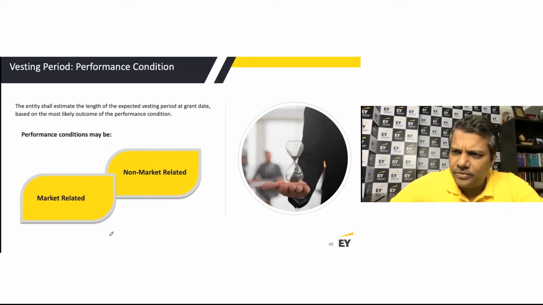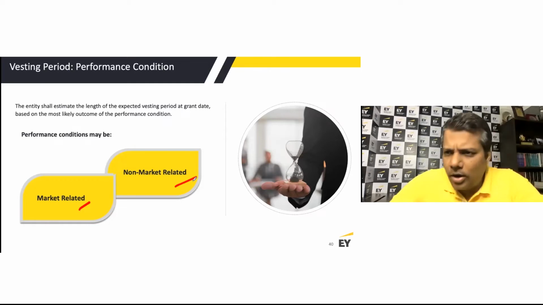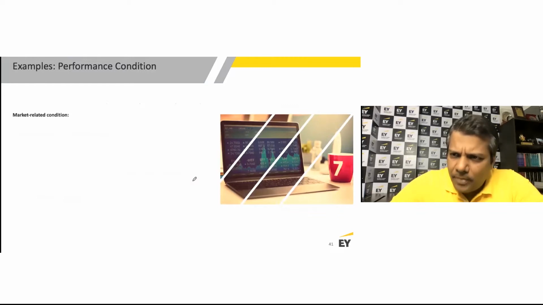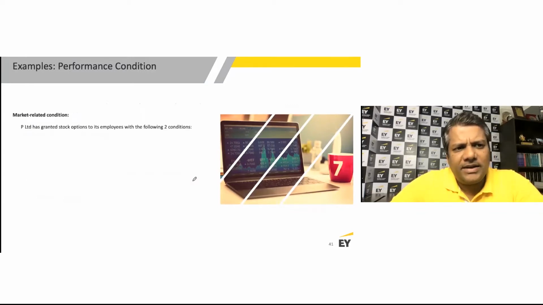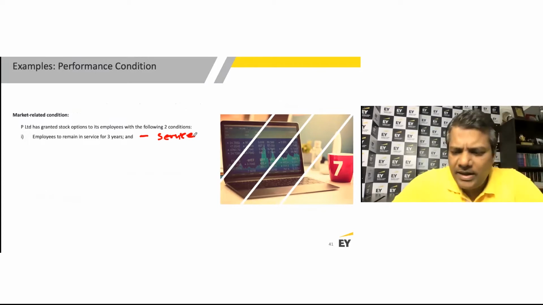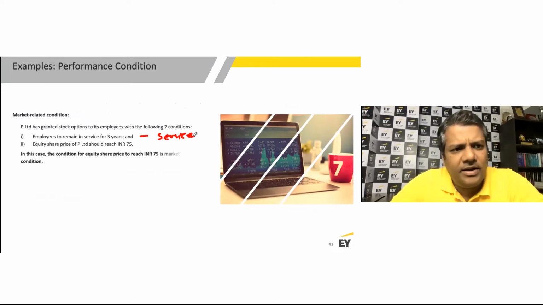So there are two types of performance condition. It could be market related or non-market related. From that perspective, let's take an example of a market related condition. T Limited has granted stock options to its employees with the following two conditions. Employees to remain in service for 3 years. That's a service-based condition. And the equity share price of P Limited should reach INR 75.